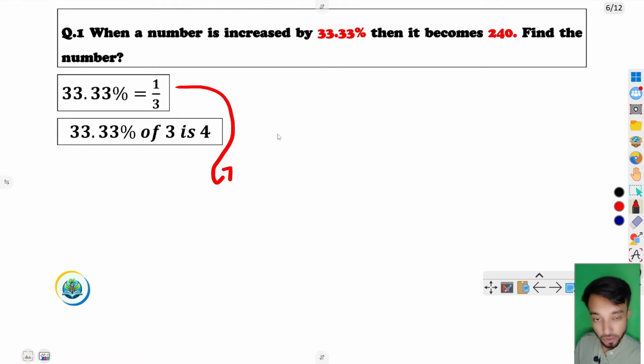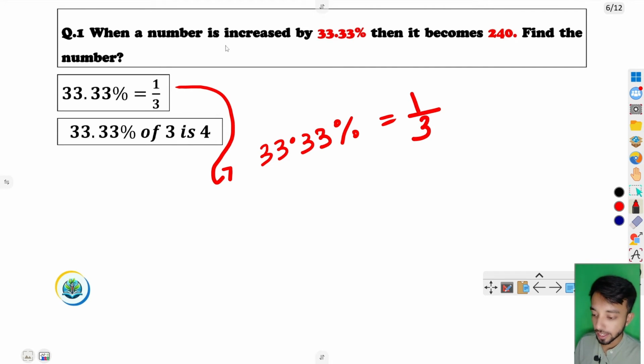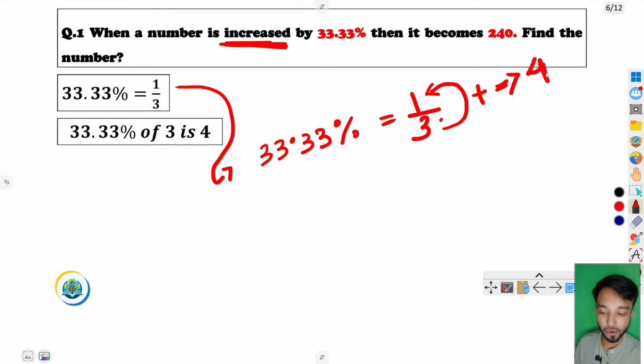So I'll show you a technique. Just remember this technique. This will be very useful. 33.33% is equal to 1 by 3. In the question, it's written that it's increased. Whenever you find the word increase, just remember you need to sum 3 plus 1. Whatever is in the denominator, you need to sum with whatever is in the numerator. In that case, what will you get? 3 plus 1 equals 4.